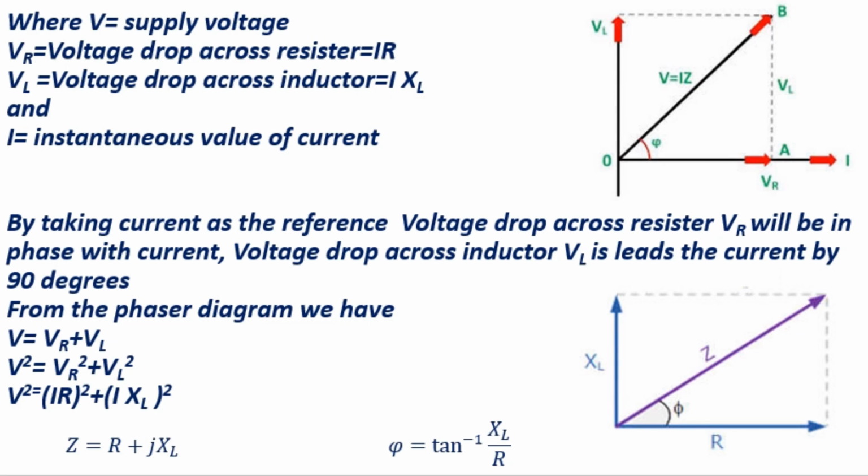By taking current as reference, the voltage drop across resistor VR is always in phase with current, and the voltage drop across inductor VL leads the current by an angle of 90 degrees. From the phasor diagram, we can write V equals VR plus VL, which is a phasor sum, and V square equals VR square plus VL square. Therefore, we can write it as IR square plus IXL square, and the value of impedance Z equals R plus jXL, and the value of phi equals tan inverse of XL by R.